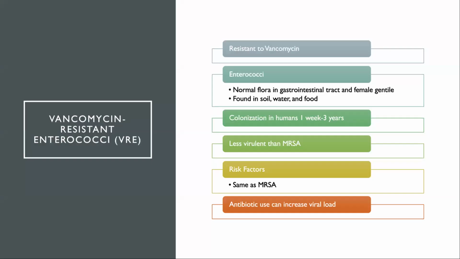Next, we have vancomycin-resistant enterococci, or VRE. This particular pathogen is resistant to vancomycin. It's normal flora that's found in the gastrointestinal tract, as well as the female genitalia. It can also be found in soil, water, and food. Its colonization in humans can be anywhere from 1 week to 3 years.